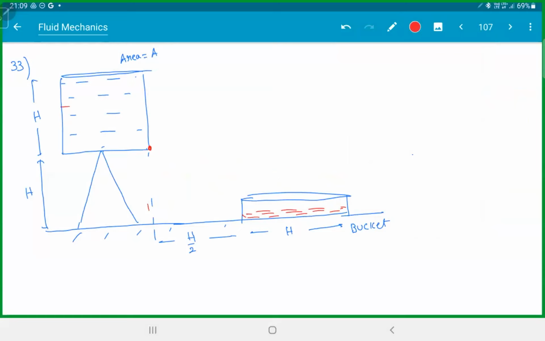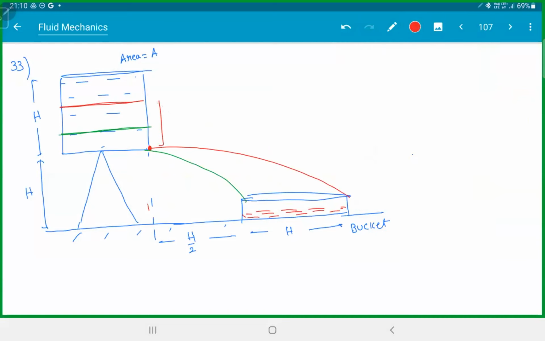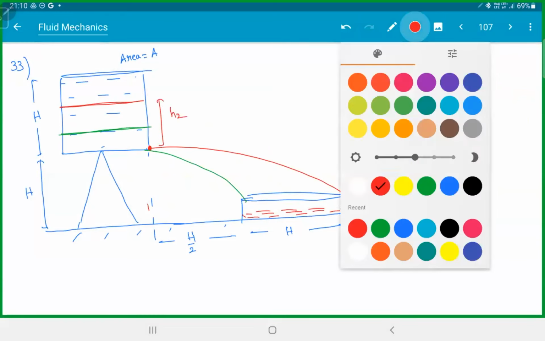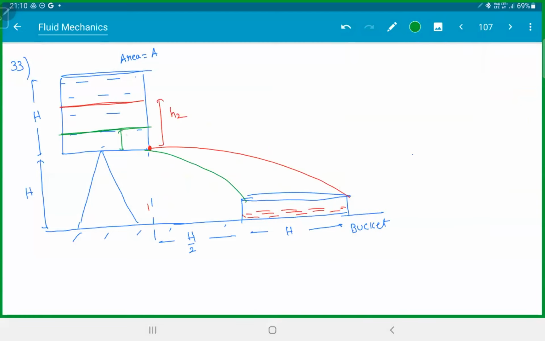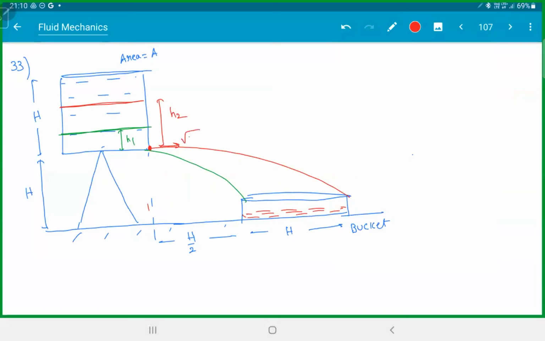So see, let's find this height when the water comes and hits this corner, and this height when the water hits the other corner. Let this height be h2. Let this height be h1. When it comes out at h2, the velocity will be root 2g h2. At h1, the velocity is root 2g h1.